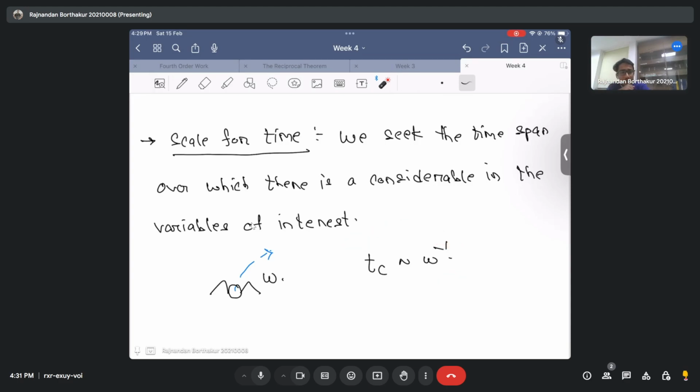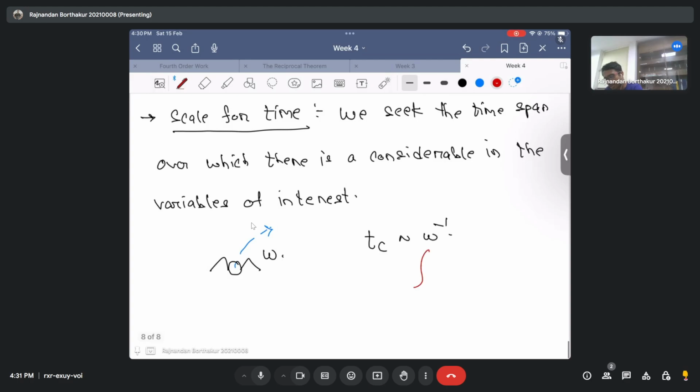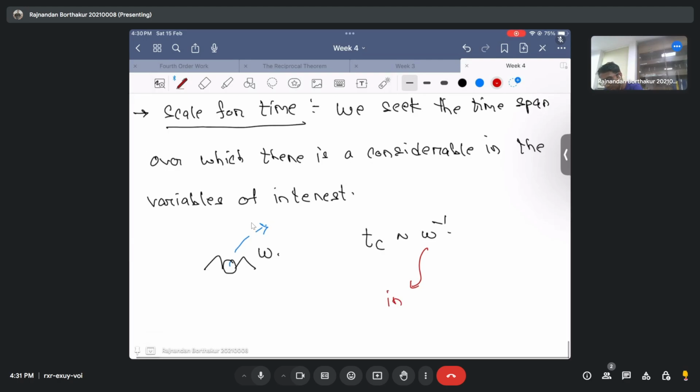Now this time scale, that is this omega inverse, or whatever frequency we have, is already defined in the problem, that a bird is moving through, let's say, quiescent air, flapping its wings at, let's say, 20 hertz, for instance. Since this is a defined quantity, we call this the inherent time scale of the problem. This form of time scale, that my time scale is omega inverse, is known as the inherent time scale of our problem of interest.